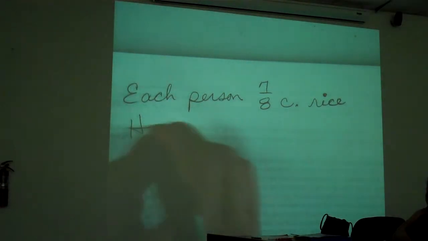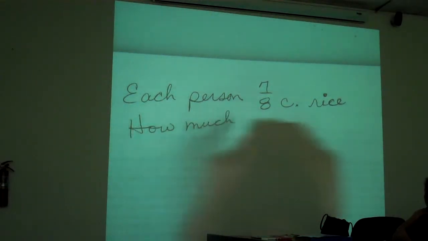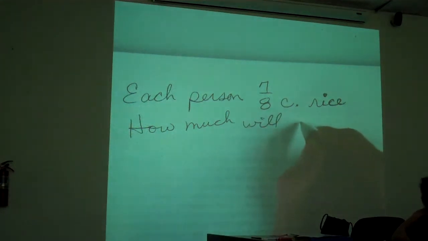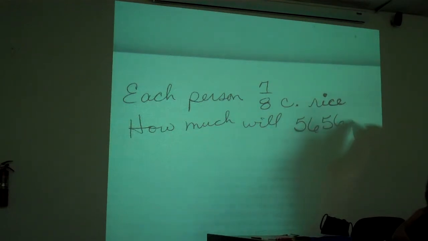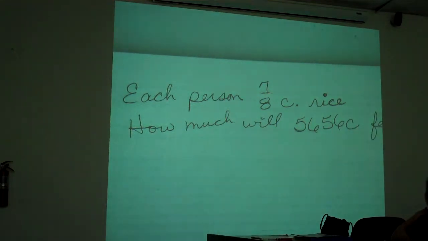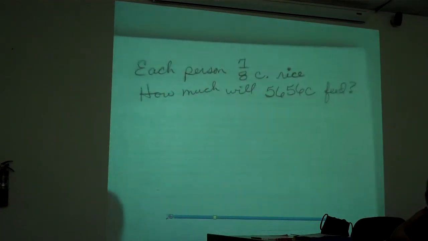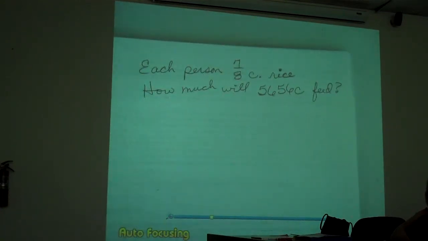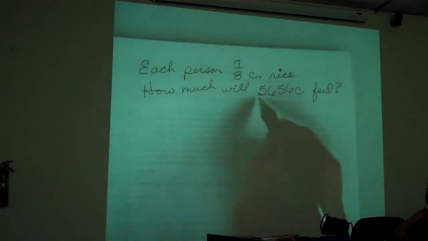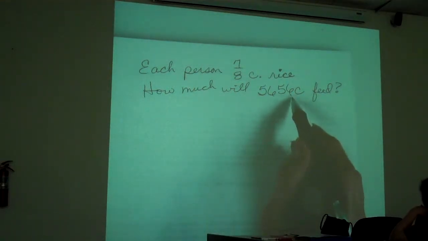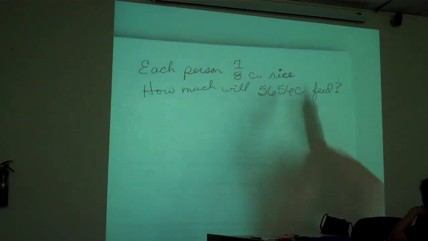And it says how much will, let's say, 56 cups feed. Okay, now what you want to do first is say, how would we do it if it was like a whole cup? If it was 1 cup apiece, how many people would it feed? It would feed that many people, right? So if this was 1, what would you do to that number?